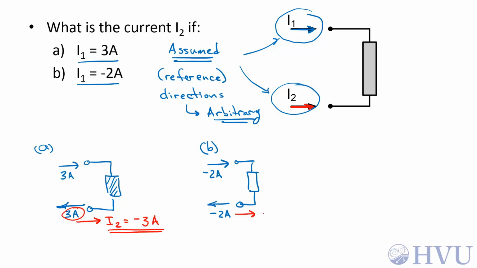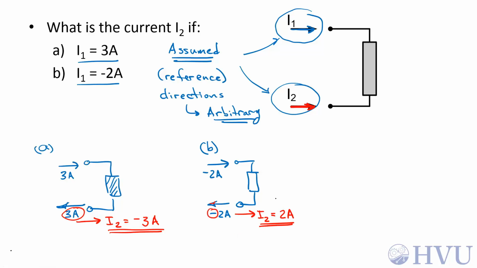I want to find I2. Positive I2 corresponds to current entering the lower terminal. That's the opposite direction of the arrow I have relative to the negative 2 amps, so I have to change the sign on the current, and in this case I2 is positive 2 amps. The arrow direction changed, so the sign on the number has to change.